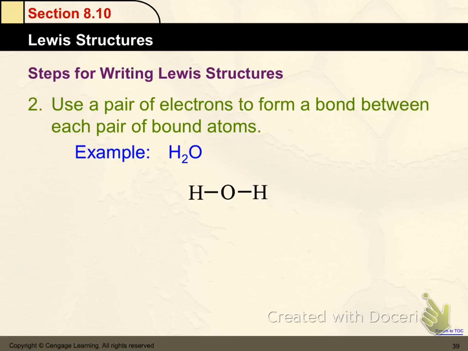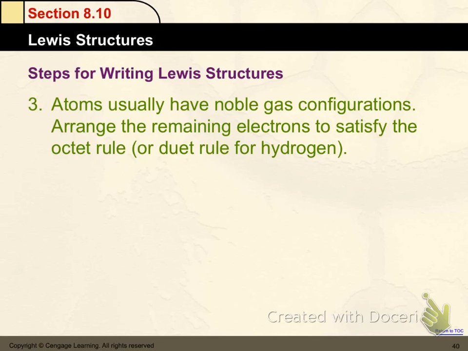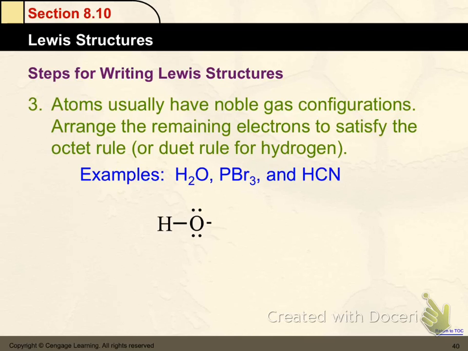Boom, boom. Now you might ask, why is oxygen in the middle? Well, oxygen's in the middle for right now. We'll get more to centrally located atoms a little bit later on. And then thirdly, atoms usually have noble gas configuration, with the exception of hydrogen. Let's go ahead and satisfy that. All right, there we go. And you'll see that we place valence electrons there on the top and the bottom of oxygen.